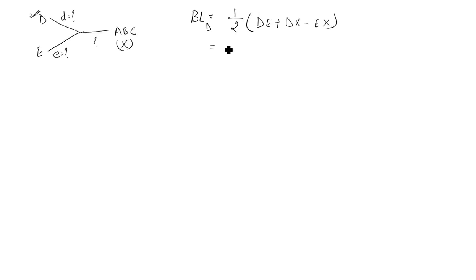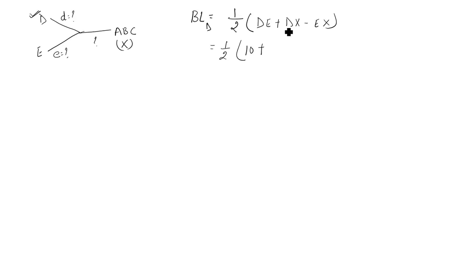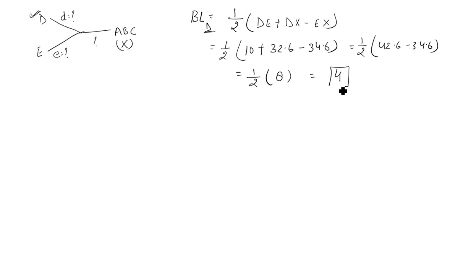So now calculate: it's 1 by 2, DE is 10, DX value is 32.6, minus 34.6. So this will become 1 by 2, it is 42.6 minus 34.6, and it will become 1 by 2 of 8. This value will become 8, so this value will become 4. So the branch length of D is 4.